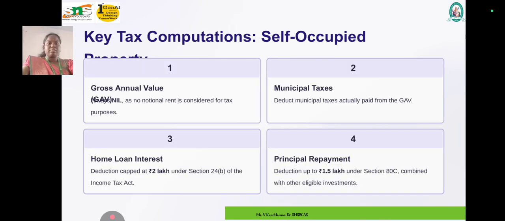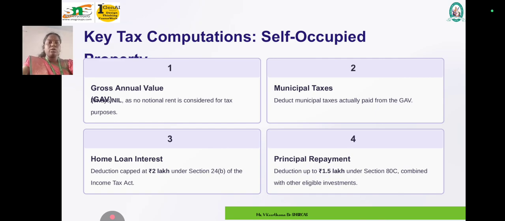So in tax computation for self-occupied property, first is gross annual value. These are all things we have seen in our problems, right? Gross annual value, expected rental value and municipal rental value, fair rental value and everything. Coming to gross annual value, no notional rent is considered for tax purposes. In municipal taxes, we deduct municipal taxes from GAV. So we have to deduct the municipal rental value from gross annual value.